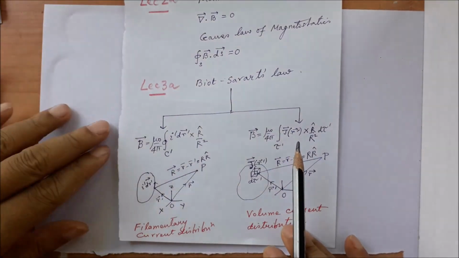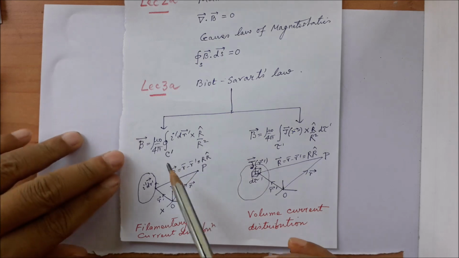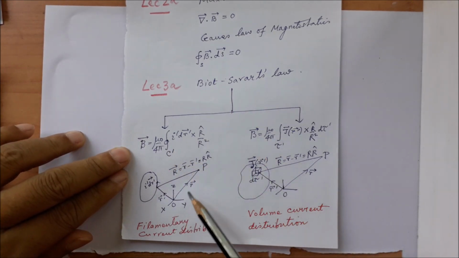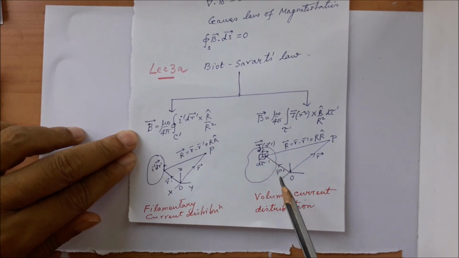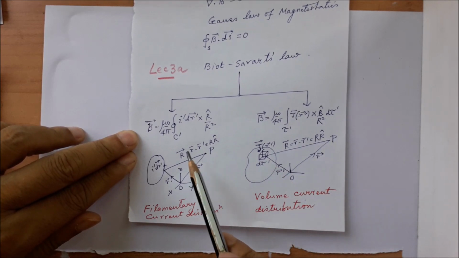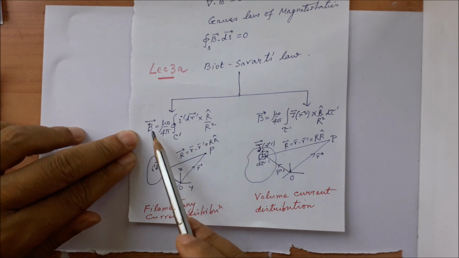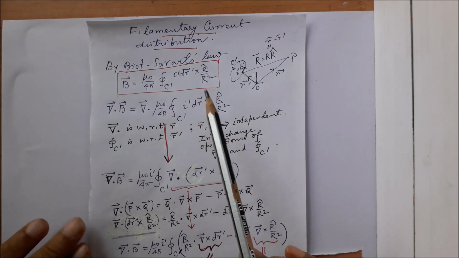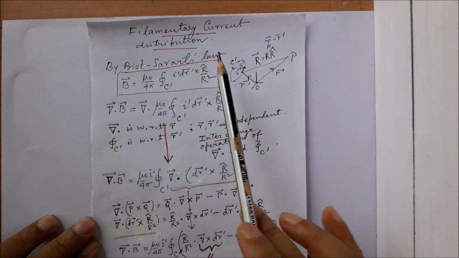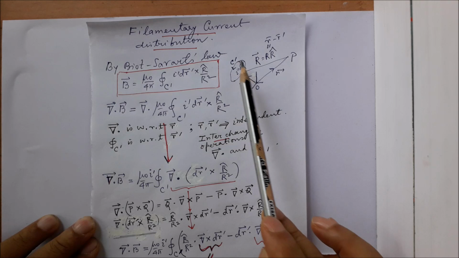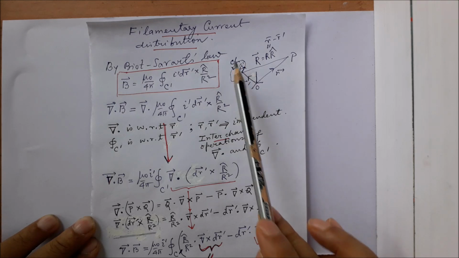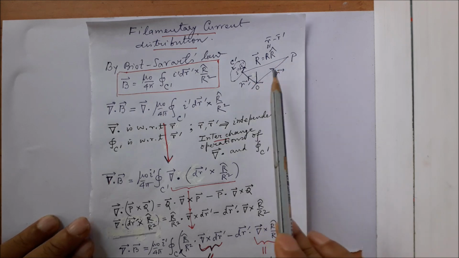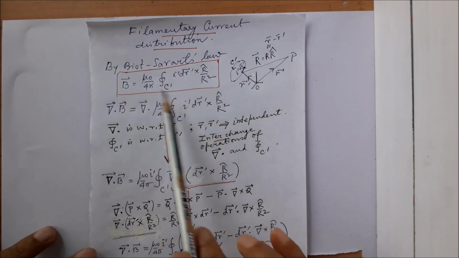So let us start with Biot-Savart's law first. Biot-Savart's law gives us the value of magnetic induction. This is for filamentary distribution, this is for volume current distribution, and let us evaluate the divergence of this given B in both the cases. We first consider the filamentary current distribution. So this is the filament under consideration, C prime, and it produces a magnetic induction at the point P, the expression of which is given by Biot-Savart's law.